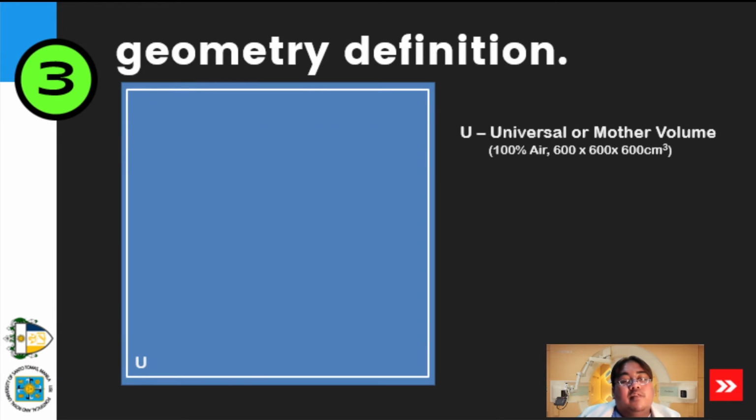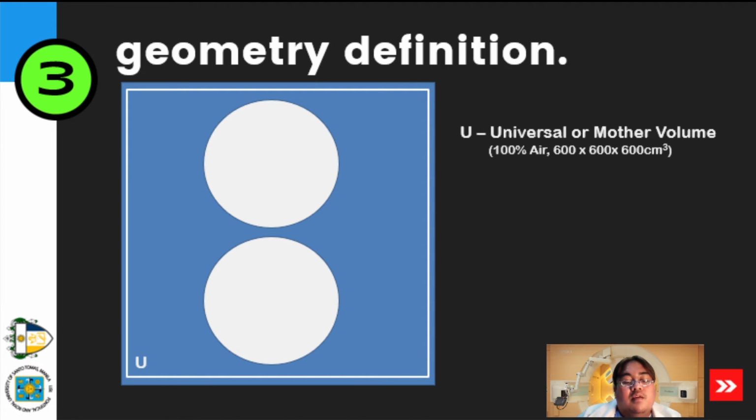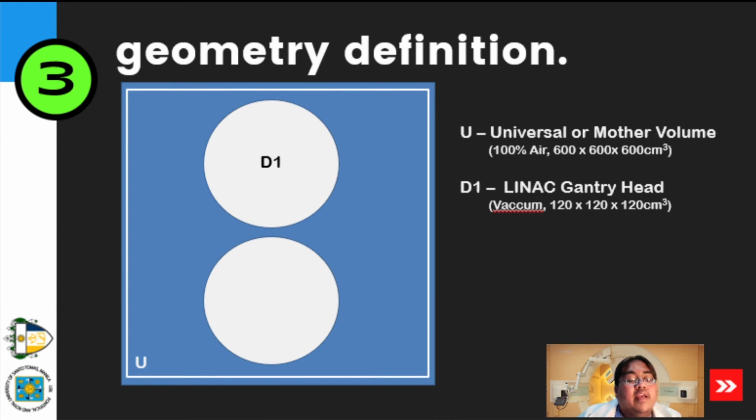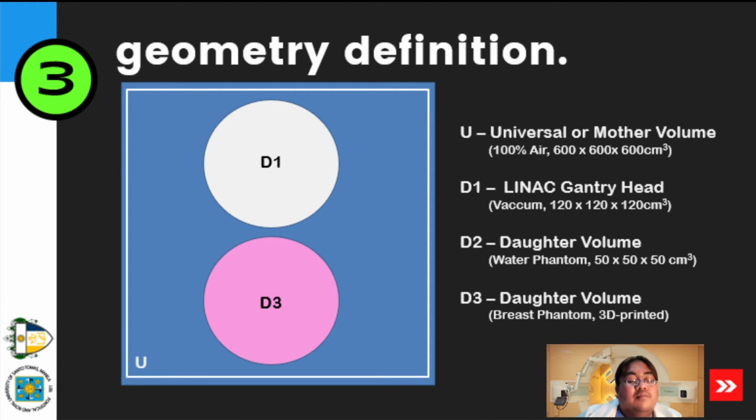And so, as per geometry definition, we have here a blue box, which is represented by the universe or the mother volume. Inside the box, we have three other daughter volumes, namely daughter volume number one, which is the linac gantry head. The second volume is the water phantom, and the third one is the breast phantom model.